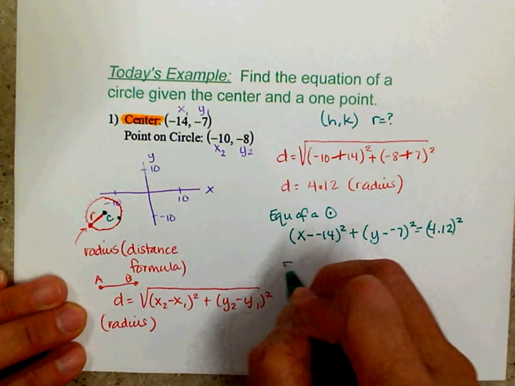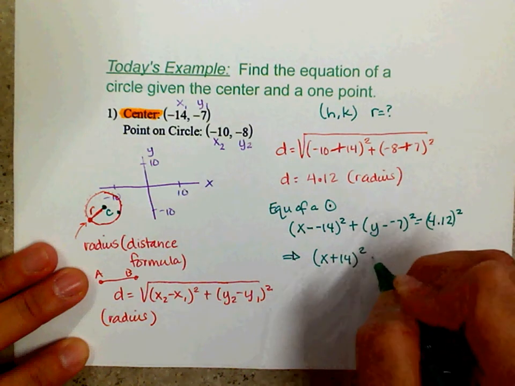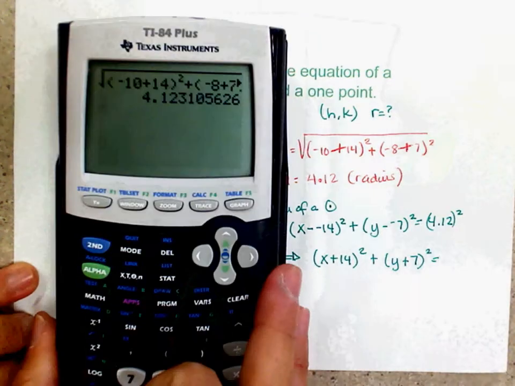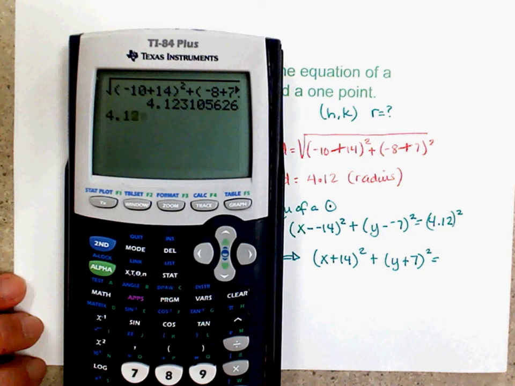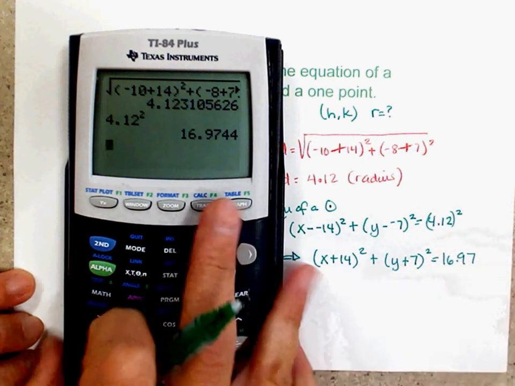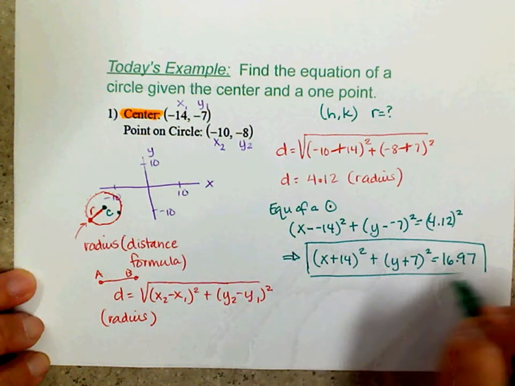So this becomes x plus 14 squared plus y plus 7 squared is equal to 4.12 squared, which comes out to be 16.97. Don't be scared of decimals, they're just a number. All right.